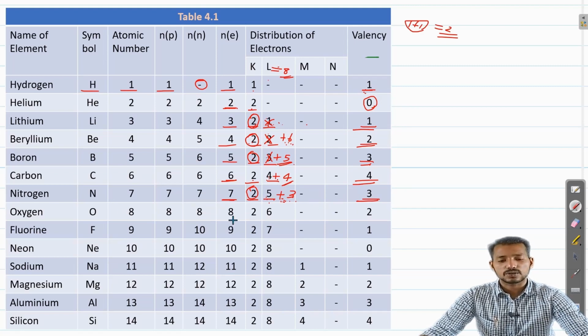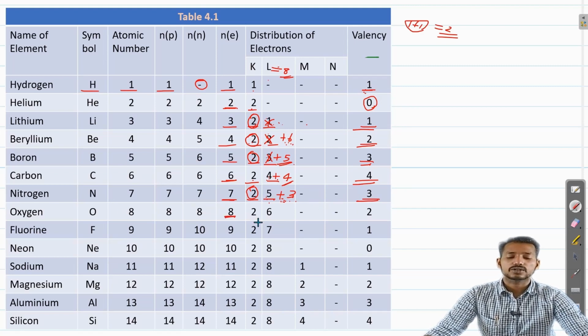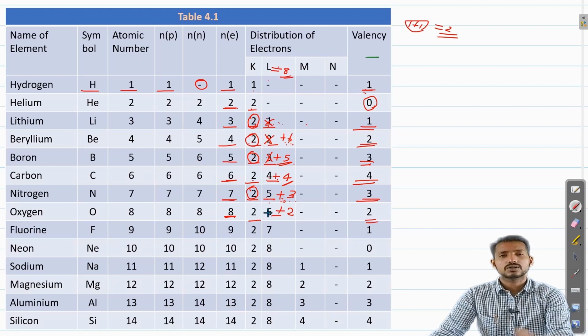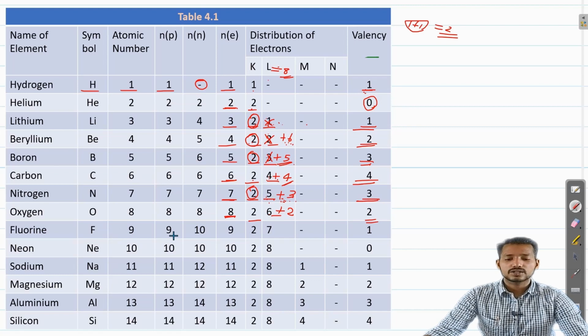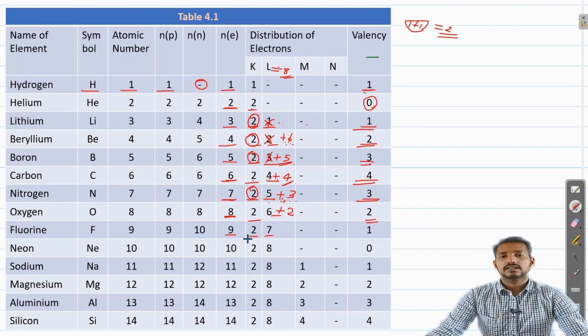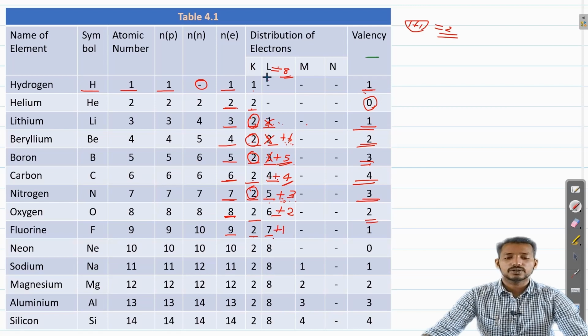In case of oxygen, there are 2 and 6 electrons, with 6 in the second shell. So only 2 electrons need to be added to make it 8. So its valency is 2, because removing 6 electrons is not easy. And in case of fluorine, there are a total of 9 electrons, distributed like 2 and 7. So one more electron can be added to make it 8. So its valency is 1.